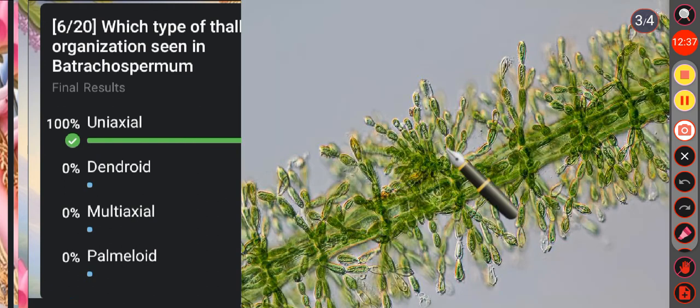So Batrachospermum is a genus of freshwater red alga which can appear green because of the light intensity in which it grows. And it is commonly called frog spawn. Why? Because the algae are mucilaginous, moniliform or beaded in appearance to the naked eye. So the thallus of Batrachospermum is called uniaxial. It means the thallus is formed by the branches of only one filament. So here the correct answer is option A.